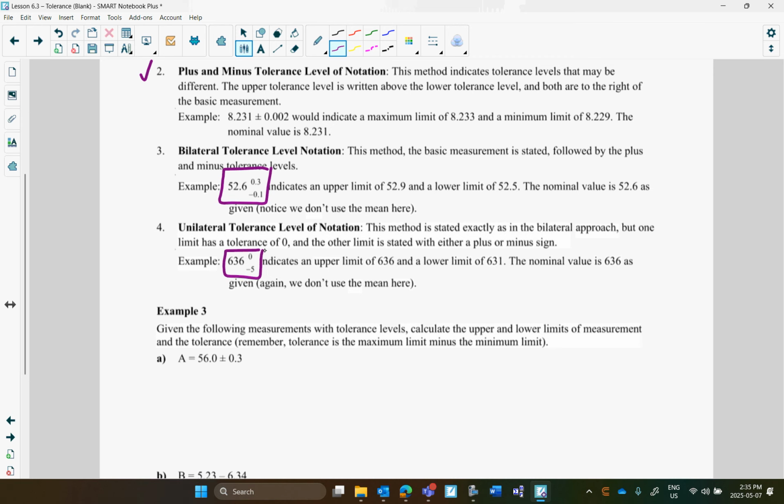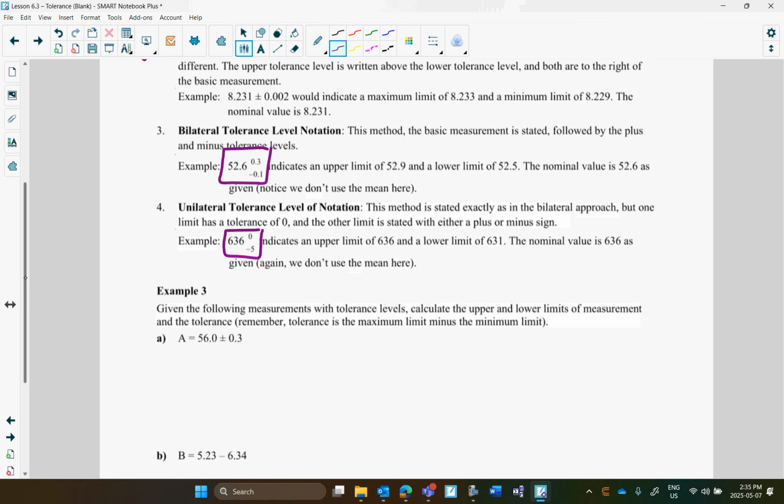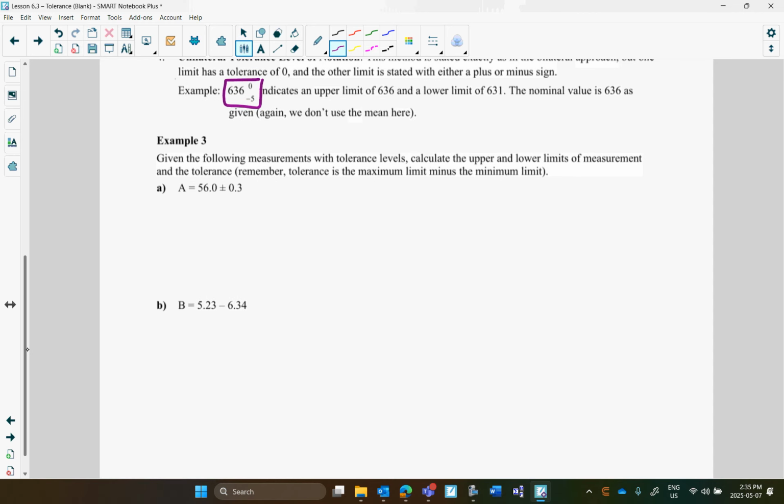So knowing these notations, we want to calculate the upper and lower limits and the tolerance. Sometimes we're given the nominal value, sometimes we're not. We don't have to really worry about that here. So what's the upper limit here? 56.3. It's 56 plus 0.3, 56.3.